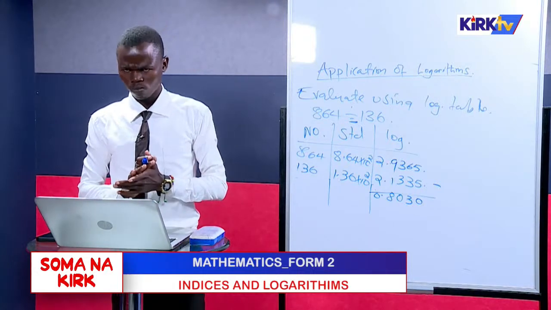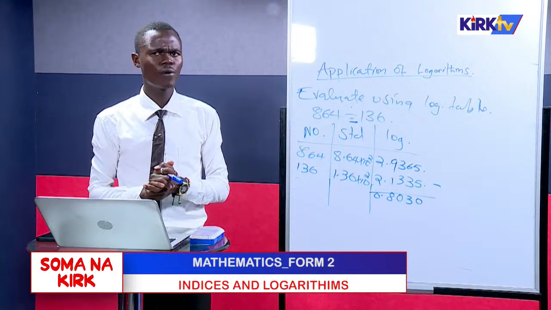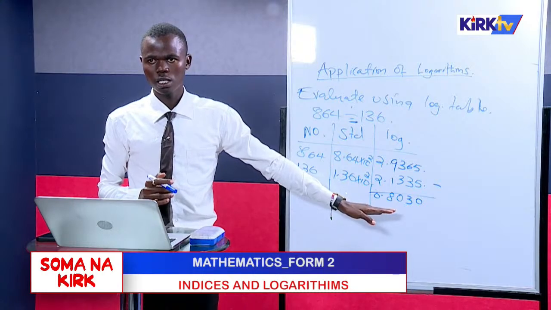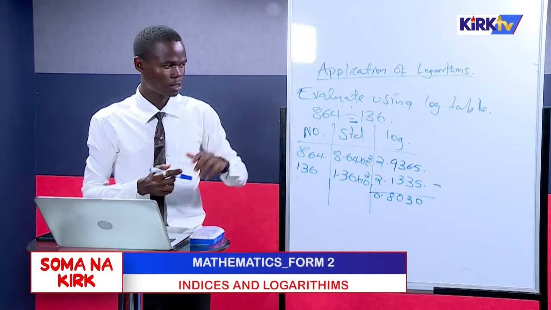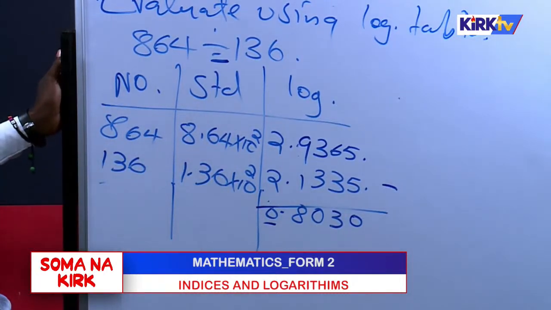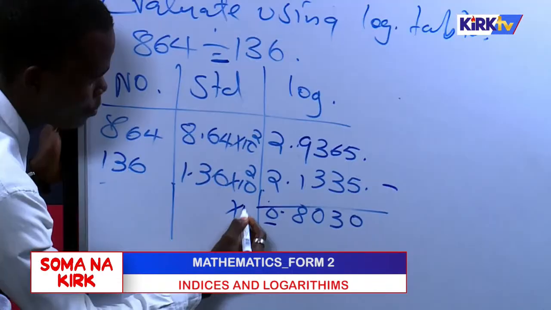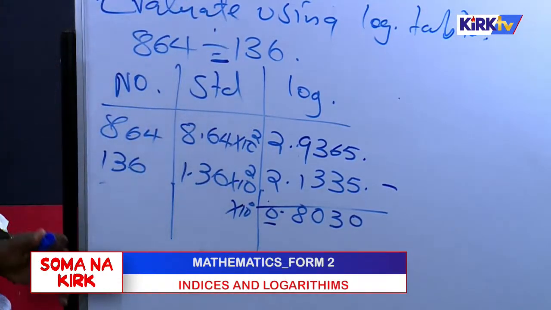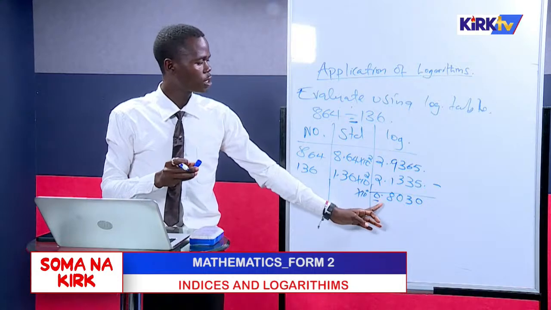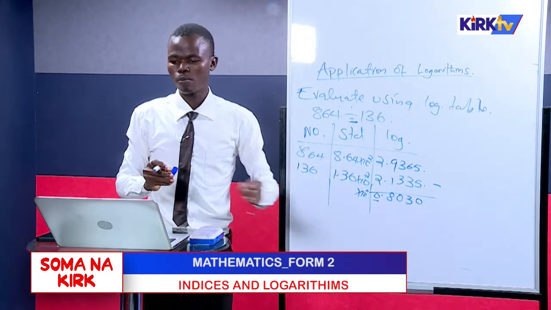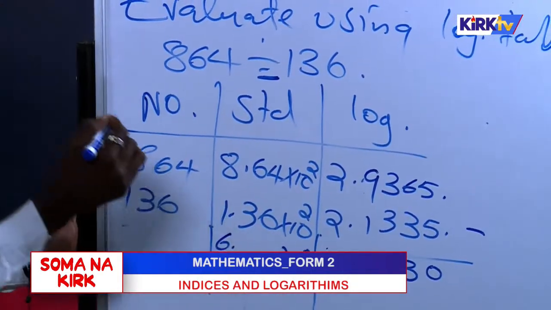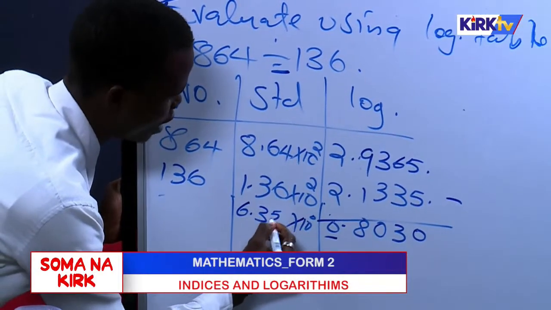0.8030. Now, after doing that, we now find the anti-logarithm. This 0, which is on the left hand before the decimal, is the power, and we have to indicate it. So it will be times 10 raised to power 0. From there, we find the anti-logarithm of the value 0.8030, which according to the log table will be 6.353.